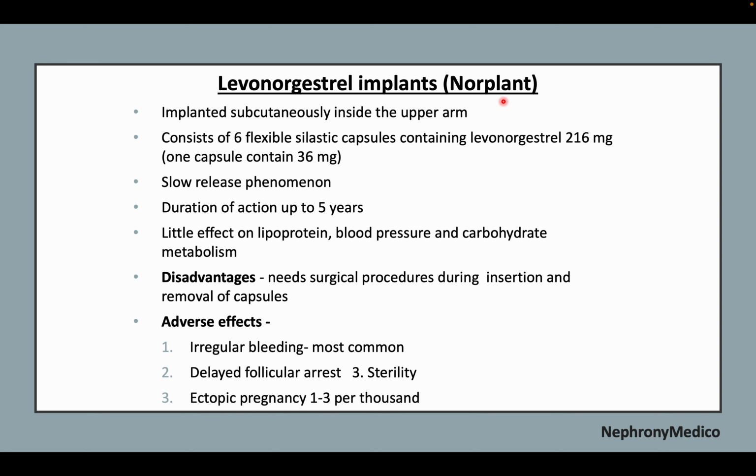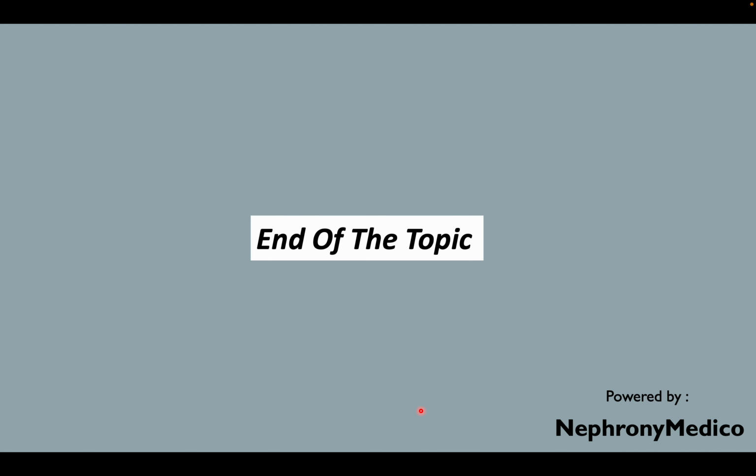Levonorgestrel implants are Norplant. These are implanted subcutaneously inside the upper arm. They consist of 6 flexible elastic capsules containing levonorgestrel 260 mg. One capsule contains 36 mg. There is a slow release phenomenon and the duration of action is up to 5 years. Disadvantages include a minor surgical procedure during insertion and removal of the capsules. Adverse effects include irregular bleeding, which is most common, delayed follicular arrest, sterility, and ectopic pregnancy, 1 to 3 per 1000. End of the topic.